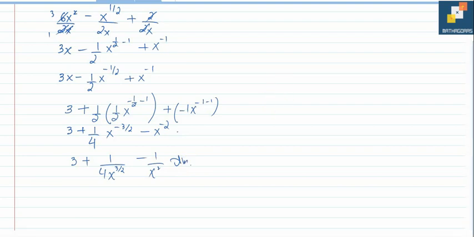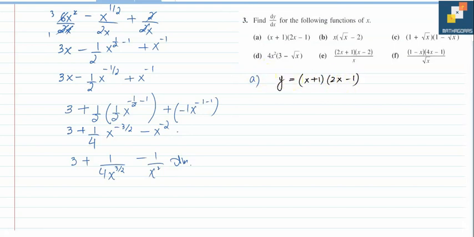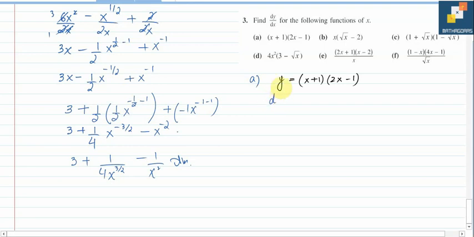Alright, moving on to the next question. Question number 3. Find dy by dx for the following functions. So the first part, it says x plus 1 and 2x minus 1. So I will equate it with y, like y equals to this function, right? We need to find dy by dx. So before dy by dx, we need to simplify the equation.